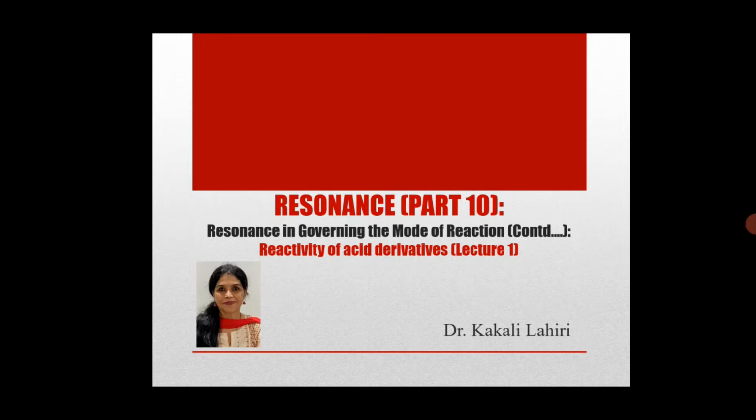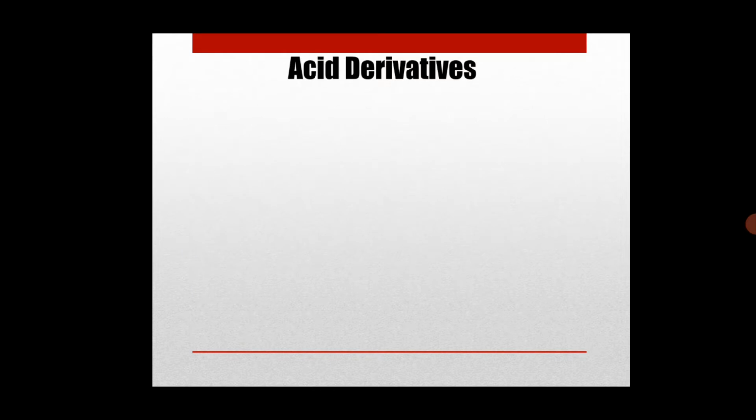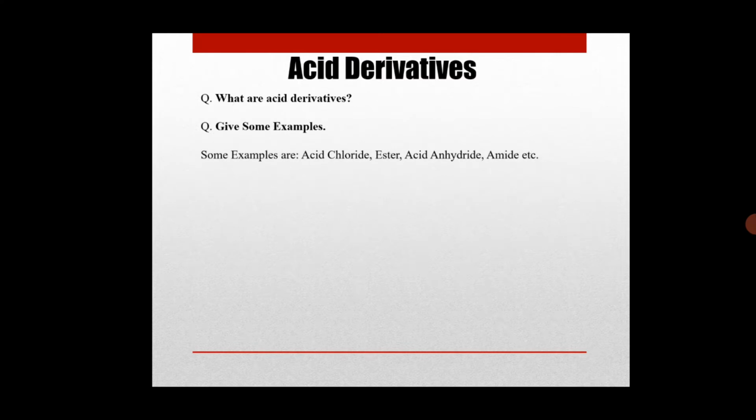Here again we are going to discuss how resonance governs the mode of reaction, taking acid derivatives as example. Now what are acid derivatives? They are compounds derived from carboxylic acids. Some examples are acid chloride, ester, acid anhydride, amide, etc.